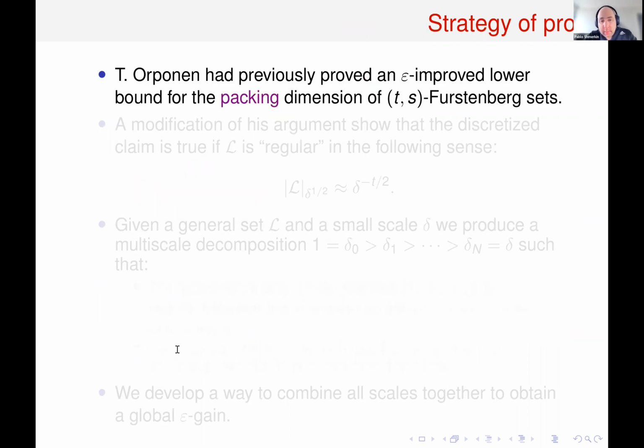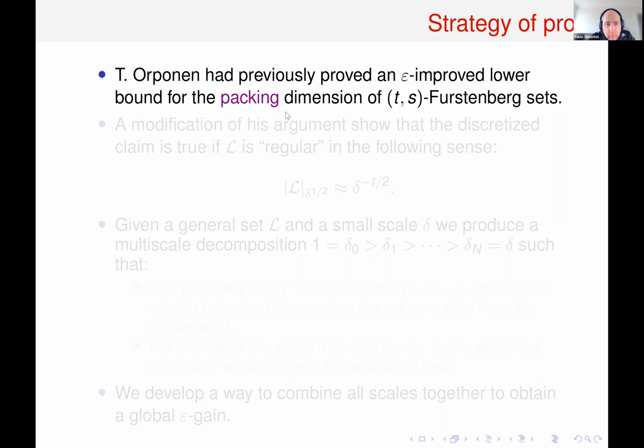The paper with Thomas Orponen is quite long, so I only want to highlight a couple of aspects of the proof. The starting point is a previous important paper of Thomas, where he proved that the packing dimension of t-s Furstenberg sets is at least 2s plus epsilon. So same result, but for packing dimension instead of Hausdorff dimension.